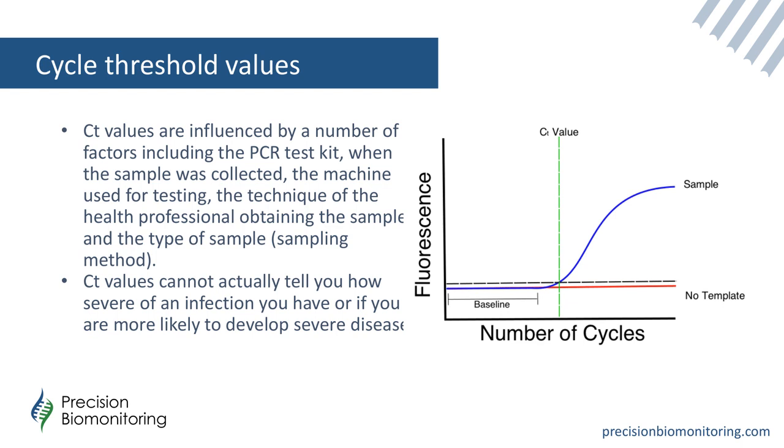And one important note is that while generally, depending on that sample input and with all else being kind of equal, an earlier CQ value or CT value would indicate a higher viral load of the initial sample. They don't actually tell you how severe of an infection you have, and certainly not if you're more likely to develop severe disease. So there's a lot of other factors involved there from just a clinical perspective. They can't on their own give you any of that kind of clinical information, but can suggest trends and can suggest at least positivity, which is the main goal for these tests: a positive or negative output.